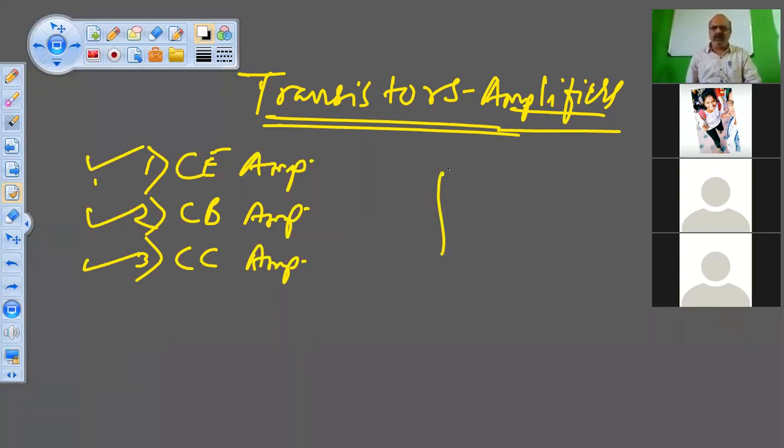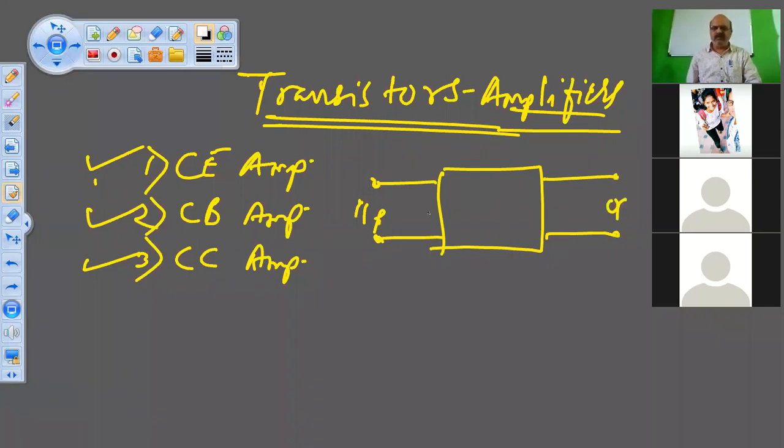Because in a two-port network we have 4 terminals, 2 terminals at the input side and 2 terminals at the output side. And a transistor has only 3 terminals, and we require 4 terminals. So one terminal is made common. It is connected in between input side and output side. So one terminal you have to make common.